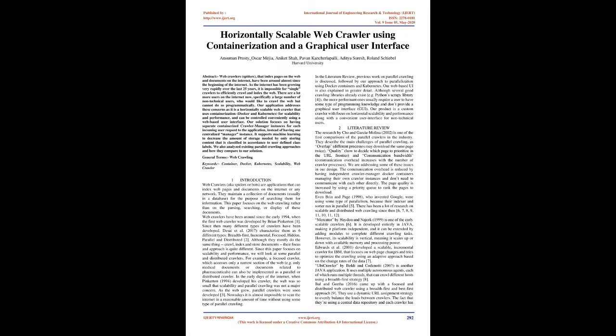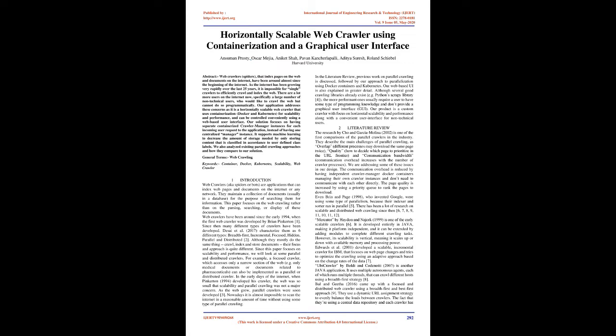It supports machine learning to decrease the amount of storage needed by only storing content that is classified in accordance to user-defined class labels. We also analyzed existing parallel crawling approaches and how they compare to our solution. General terms: web crawling. Keywords: container, Docker, Kubernetes, scalability, web crawler.